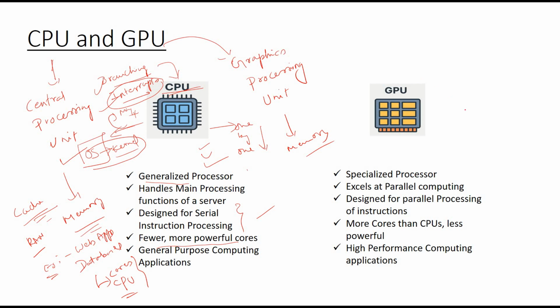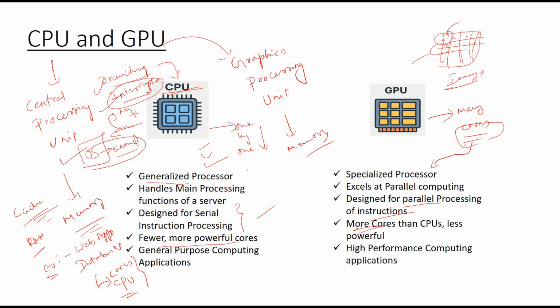GPU is the Graphics Processing Unit. It contains a lot of cores, and each core acts as a specialized processor, and this many number of cores are designed for parallel processing of instructions. Let's take an example of an image. This image contains a number of pixels. If you want to process this image, these GPU cores will process all the pixels at a time in parallel. That means the processing of this image will be much faster in a GPU when compared to a CPU.